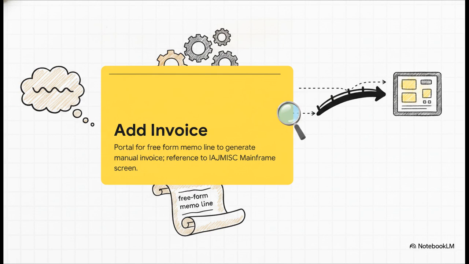So before we get bogged down in the heavy technical details, why does this service even exist? Essentially, Add Invoice is a portal that provides a free-form memo line or description that's used to generate a manual invoice. You can think of it as the direct reference point, or the bridge, to the IJMISC mainframe screen. It literally takes a user's intent and translates it directly into the system of record.